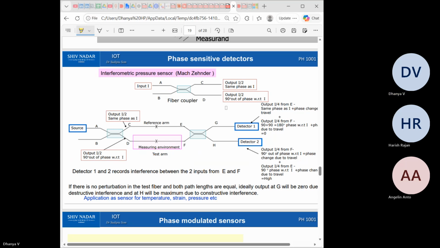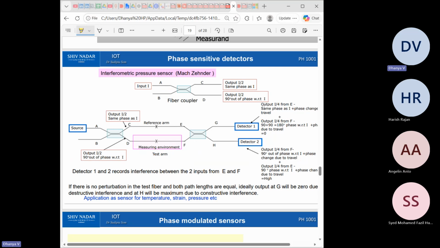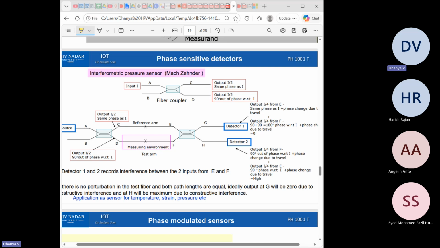Now let's start from source A. If I'm going from A to C, that means same phase, and the output gets divided by 2, which I already said. From A to D, the output gets divided by 2 and it's 90 degrees out of phase. Again, there are 4 paths you can take from there: E to H, E to G, F to G, F to H. Let's first see E to G. From E to G, there is the same phase.